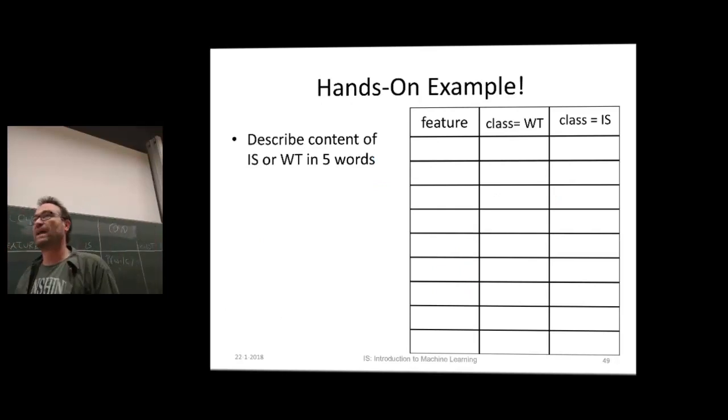Let's do a hands-on exercise, because this is something I want you to do in the exam, just for fun. Take 3 minutes and think of 5 words that describe the content of the course Intelligent Systems and the course Web Technology, which you should have all followed. Just think of the words that you come up with in your mind.